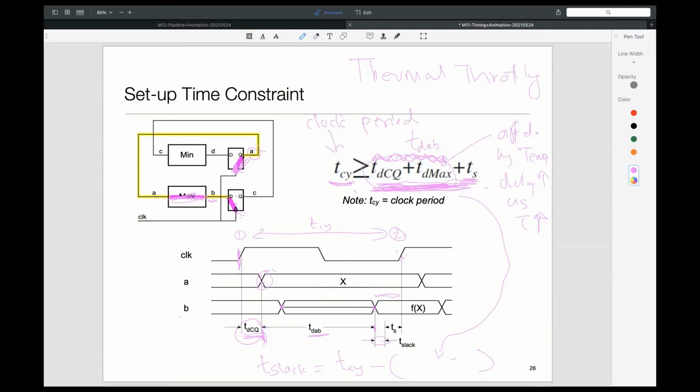So it's basically saying finish all the computation, finish all the combinational delays, and leave margin for setup time within a clock cycle. So that's what this one is saying. And as I pointed out, we can always react to it by slowing down the clock.